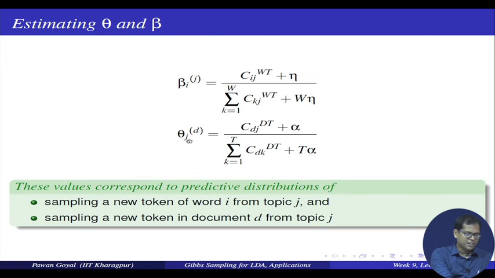Similarly, what is theta_jd? That is the probability of topic j under document D. It will be C_dj^DT plus alpha, divided by the summation over all topics C_dk^DT plus T alpha. So once you have the Z, then you can compute your beta and theta also. These values correspond to the distribution of sampling a new token of word i from topic j, and sampling a new token in document D from topic j.